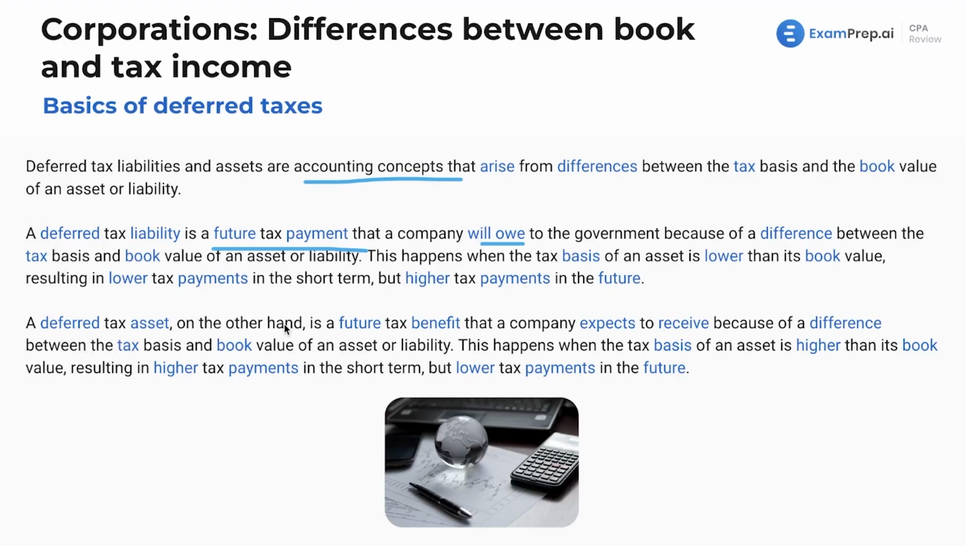Deferred tax asset is a future tax benefit we expect to receive because of a temporary difference. This happens when the tax basis of an asset is higher than its book value, resulting in higher tax payments in the short term. So we're paying more upfront, but we're going to pay lower taxes in the future. So we're recording it as an asset because it's like a prepaid. I mean, it's not at all, but think of it like a prepaid. We prepaid our taxes, paid them now. We don't have to worry about it later.